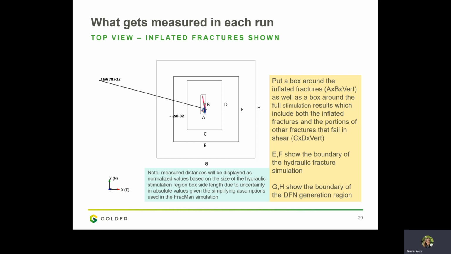For the ones that inflate, we're putting the smaller box A, B, and measuring the stimulation extents of A and B: how far in the east-west direction is that box, and how far in the north-south direction is that box, as well as the vertical extension. I'm not showing it in this top-down view, but we are measuring the vertical extent of these fractures as well. Then we do that for the ones that might experience shear failure too, and those are usually in a larger region, and we measure those again in the three cardinal directions.